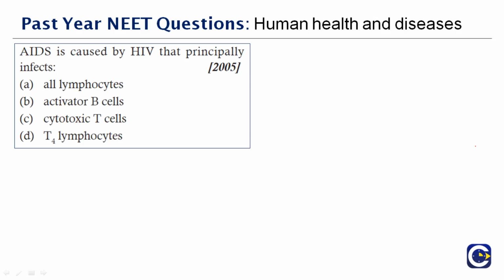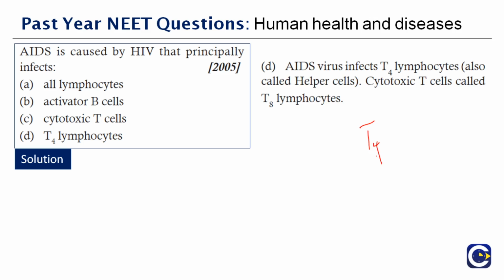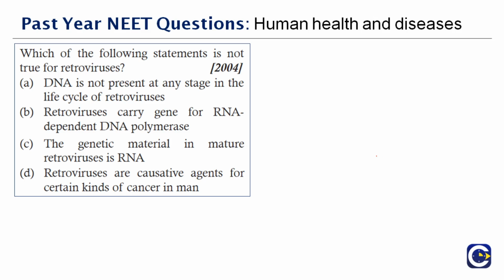Okay, next question. AIDS is caused by HIV that principally affects dash. So you know what the answer is. We know it is T lymphocytes, but remember that it exclusively attacks the T4 lymphocytes, which are called helper cells. Cytotoxic T cells are also called T8 lymphocytes, which will not come under attack of AIDS, but predominantly we are talking about T4. Next question here.